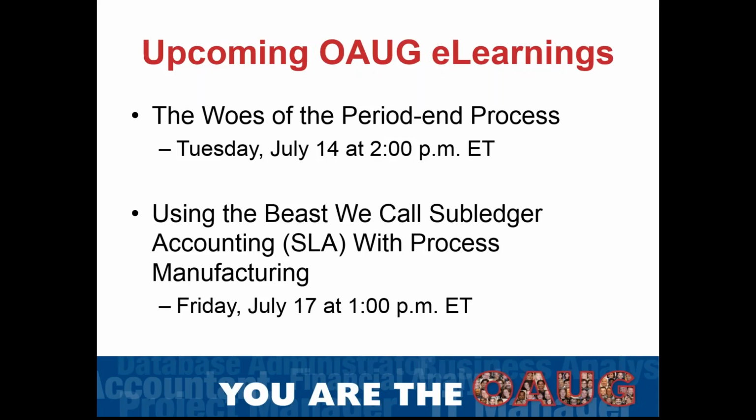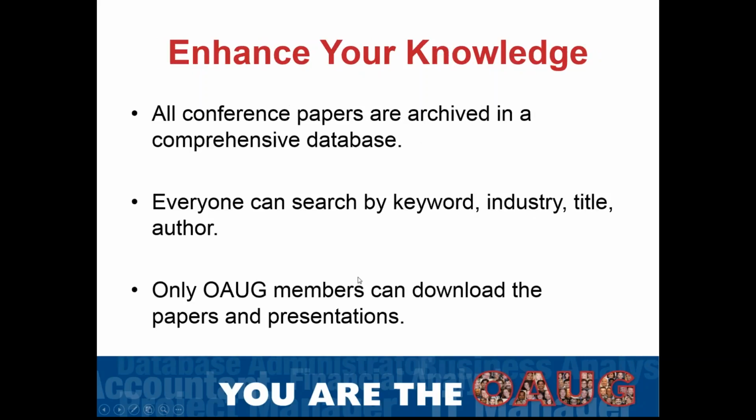We do have some e-learning events that are coming up in the next few weeks. You'll see we have one on Tuesday, July 14th, the woes of the period in process, as well as one on that Friday, July 17th, using the beast we call Subledger Accounting, SLA, with process manufacturing. So if either of those topics are of interest to you, I certainly encourage you to check those out and go ahead and register for those e-learnings today.